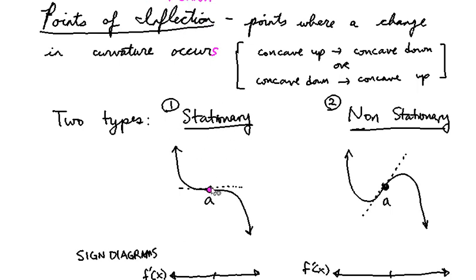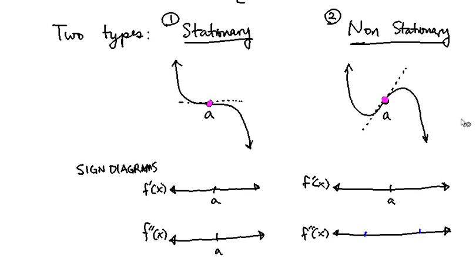Okay, stationary points have a shape that looks like this. But non-stationary points have a shape like this, where the tangent line is not horizontal, whereas in the stationary point of inflection, we have a tangent line that is horizontal. Okay, let's take a look at the sign diagrams of these two guys.